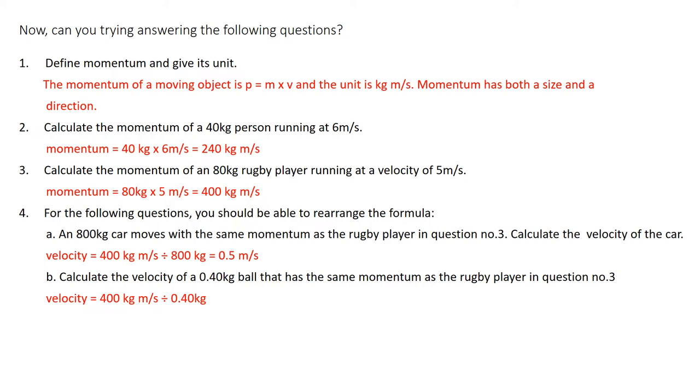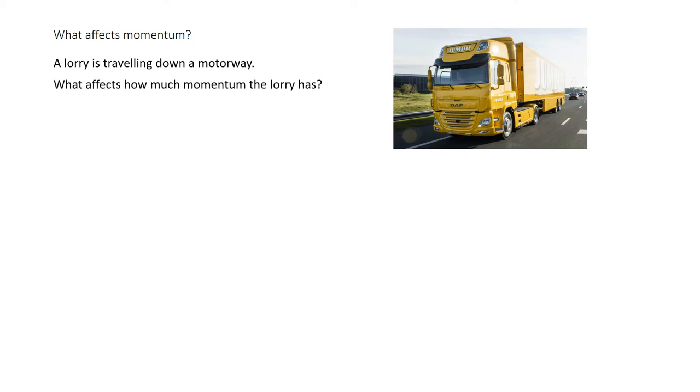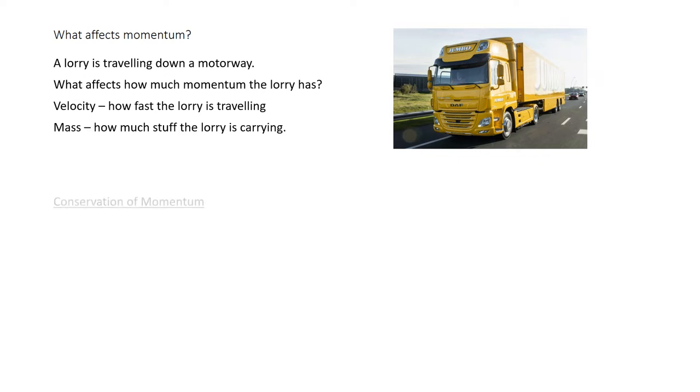Velocity equals 40 kilograms divided by 0.4, which equals 1,000 meters. So let's think about factors that are affecting momentum. A lorry traveling down a motorway, not unusual about that. What affects how much momentum my lorry has? Velocity, basically how fast the lorry is going. Mass, how much stuff the lorry's carrying and how much it weighs. Yeah, how much material it's made from.